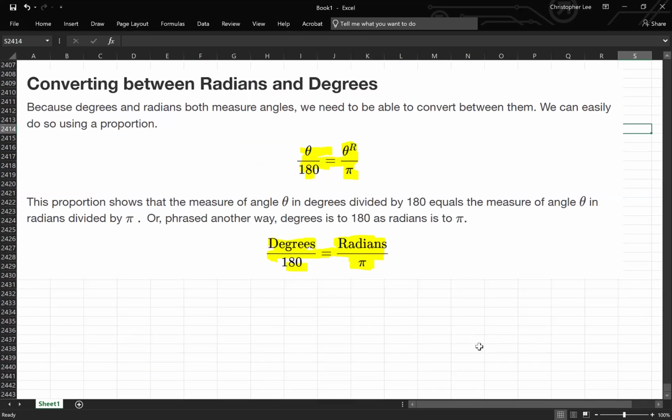So long story short, if I give you some kind of radian measure and I ask you to convert this to degrees, you multiply it by 180 over pi. If I give you a radian measure, 3 pi, I'm just making up something off the top of my head, and I want you to convert that to degrees, you multiply that times 180 over pi, the reverse of it. That's it.